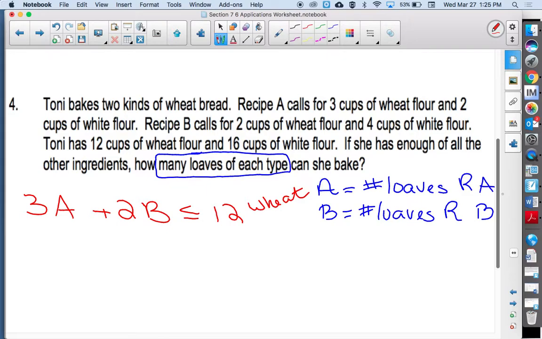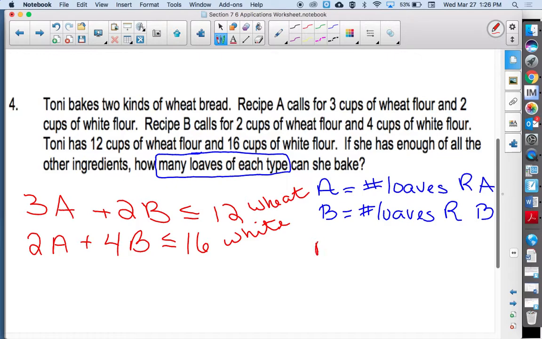So Michael, if you use that same information, come up with an inequality for the white flour. And then I would have 2A plus 4B is less than or equal to 16. So then that would describe the constraints or restrictions that you have on the white flour.